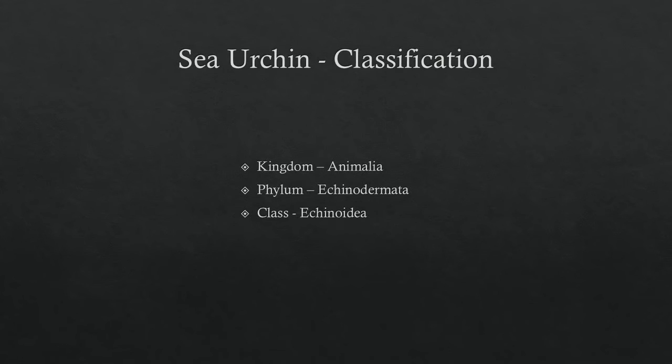Sea urchin, classification. Kingdom: Animalia. Phylum: Echinodermata. Class: Echinoidea.